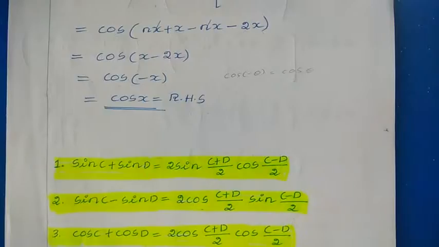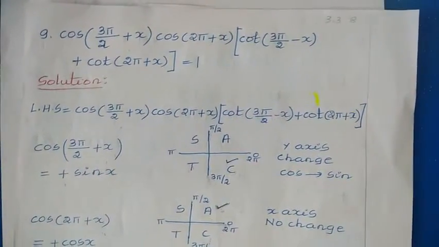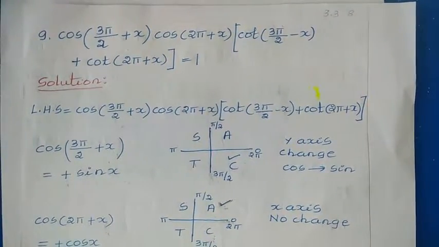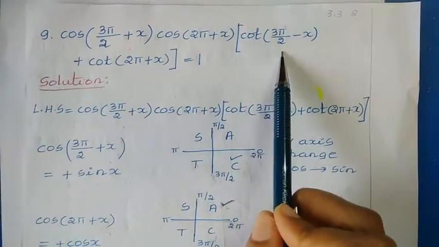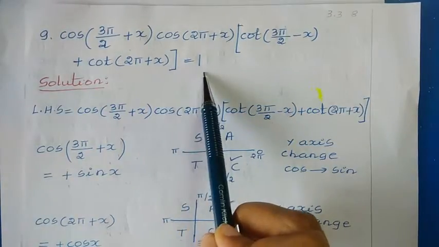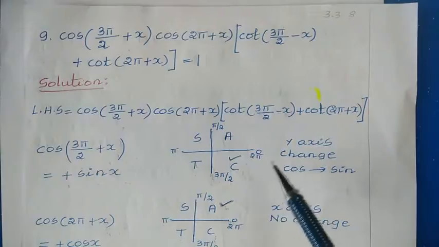Next here we will discuss the 9th problem. The 9th problem is same as the 8th problem. We are using the same method to solve the 9th problem, that is the quadrant method. Here we have cos(3 pi by 2 plus x) cos(2 pi plus x) [cot(3 pi by 2 minus x) plus cot(2 pi plus x)] is equal to 1. By using this particular quadrant method, you can easily get the values instead of using the formulas. If you try to use the formulas, then it becomes so complicated.